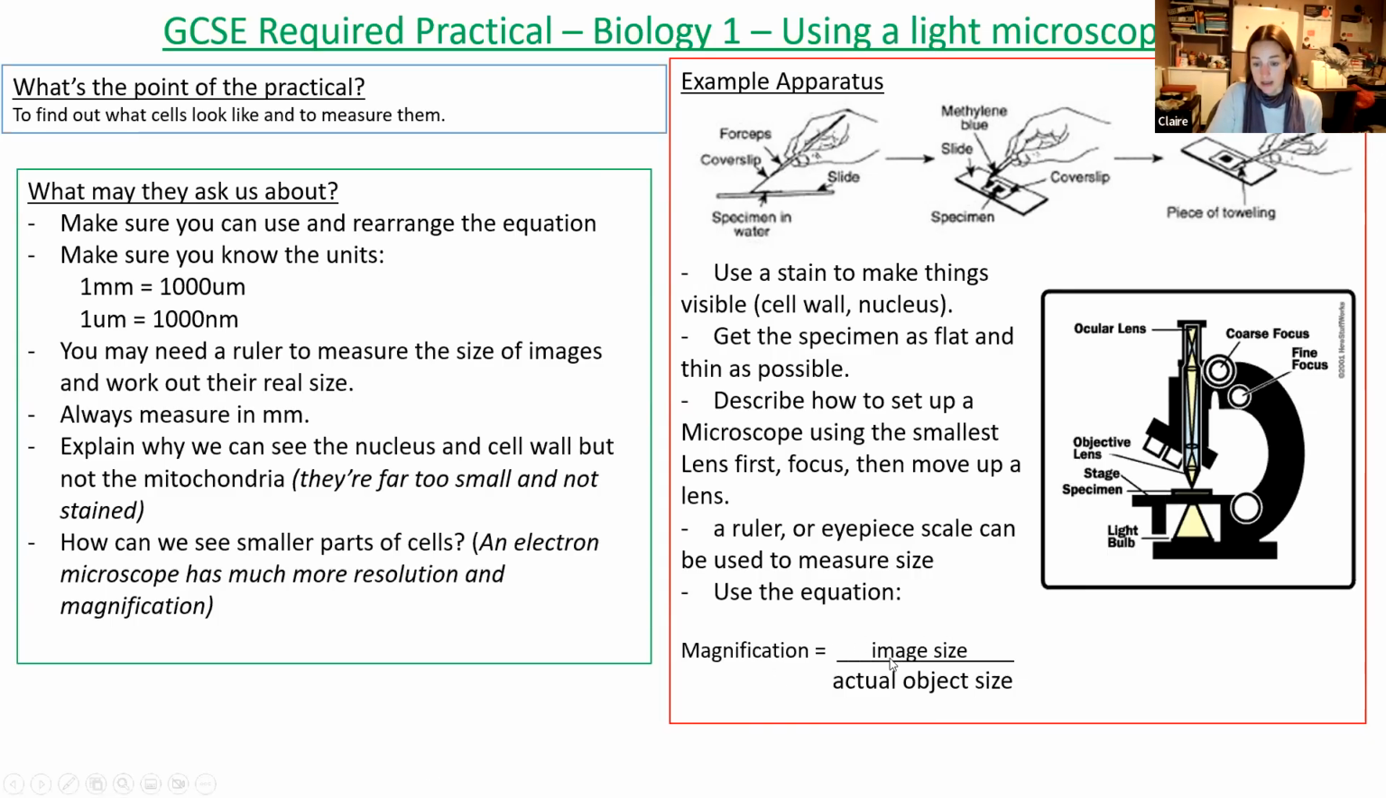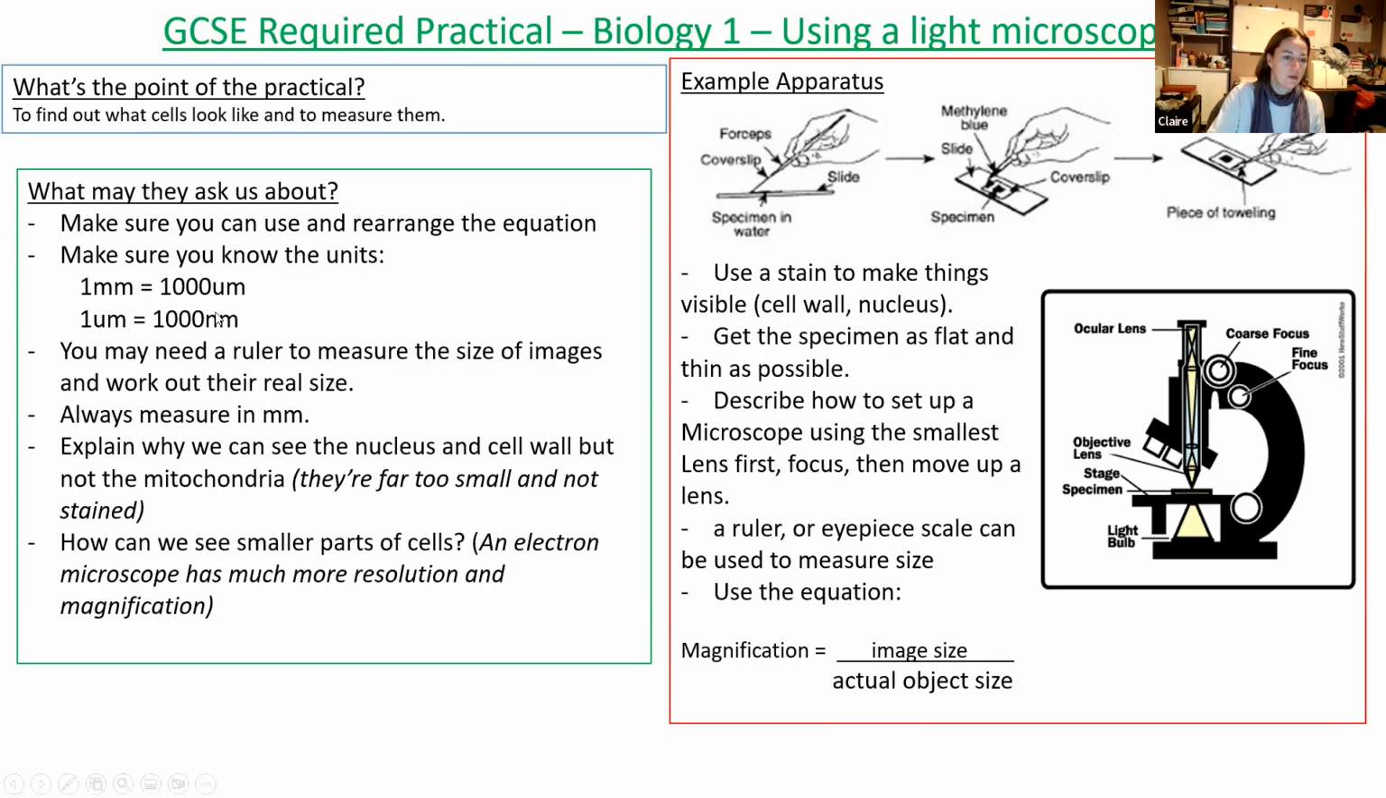Yeah, the other thing is when you're using the equation here, you need to know your magnification equation. Magnification equals your image size, which is what you're measuring with a ruler, divided by the actual object size. That is really important. So image size is what you're measuring, actual object size is what you're given.